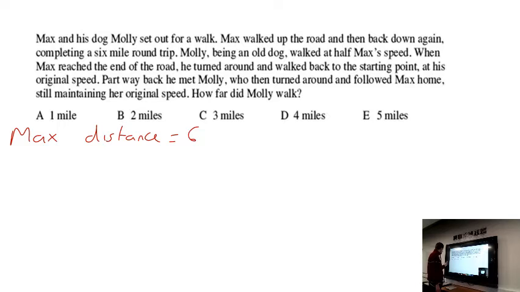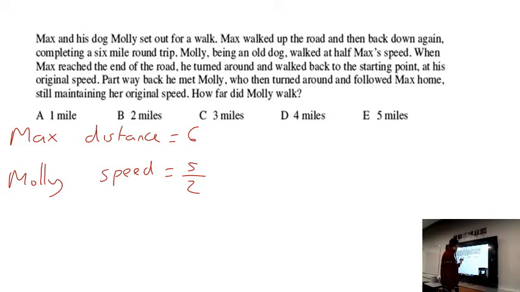Molly, what information do we know about Molly? It's an old dog, so Molly walks at half Max's speed. So her speed is equal to s divided by 2. So therefore, let's say Max's speed is equal to s. We don't know it. Okay, and so Max reached the end of the road, and then he turned around and walked back to the starting point at his original speed. So the speeds are sort of the same.